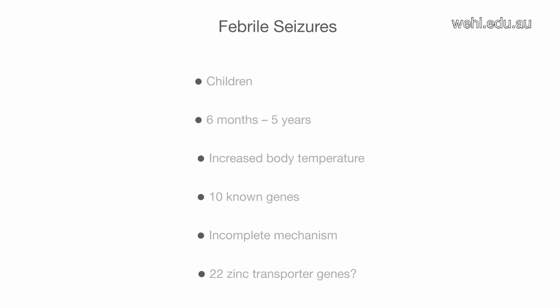In particular, because of their role in brain function, researchers have long been wondering whether any of the 22 zinc transporter genes are involved. We are now going to use coX to find out for which zinc transporter genes, if any, co-expression in the human brain supports a role in febrile seizures.